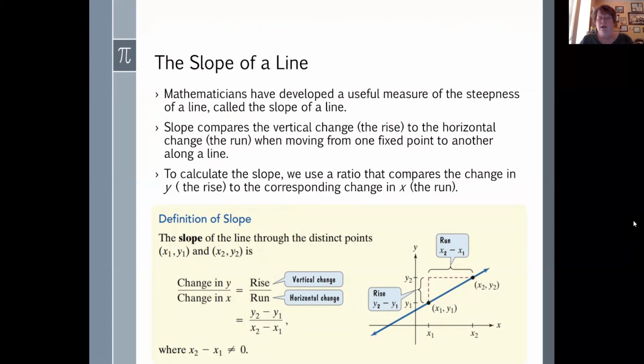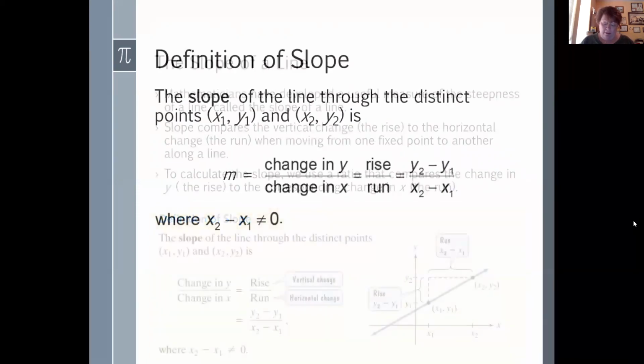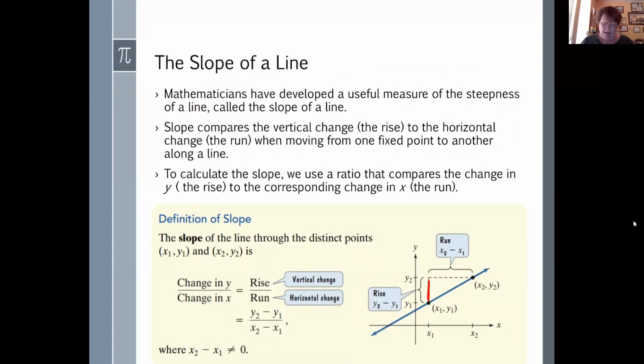All right, so if we look at the vertical distance that this function's graph rises, the distance right here, that is the rise. And that distance is just y sub 2 minus y sub 1. And then if we look at the distance in the horizontal direction to get from the first point to the second, that is this distance right here. We call that the run.